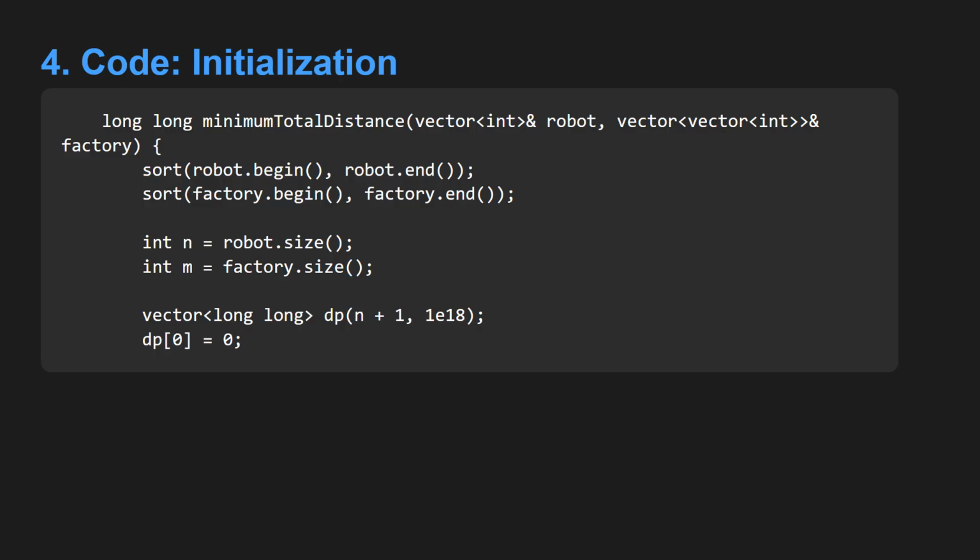Let's look at the implementation. First, we sort the robot array and the factory array in ascending order of their positions. We extract n as the number of robots and m as the number of factories. Then, we initialize a 1D DP array of size n plus 1. We fill it with a very large number, 1e18, representing infinity, to indicate unreachable states. The base case is DP of 0 equals 0, meaning the cost to assign 0 robots is 0.